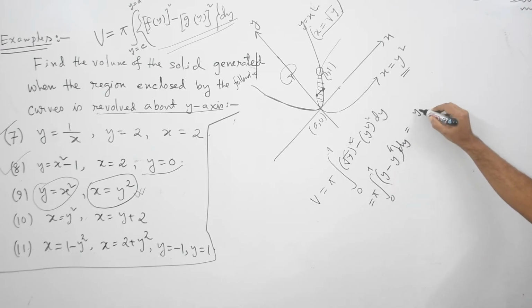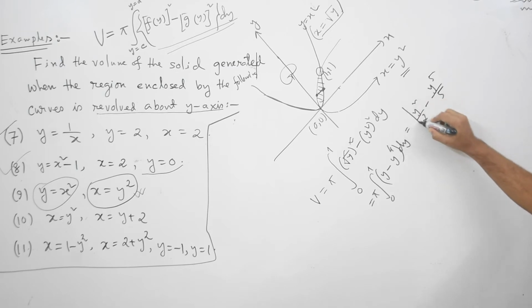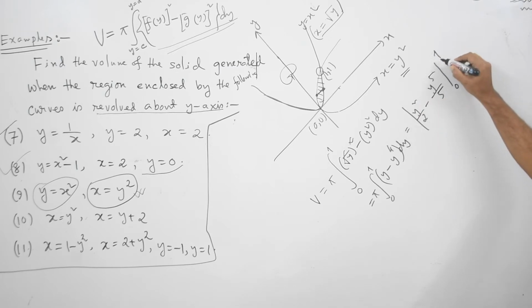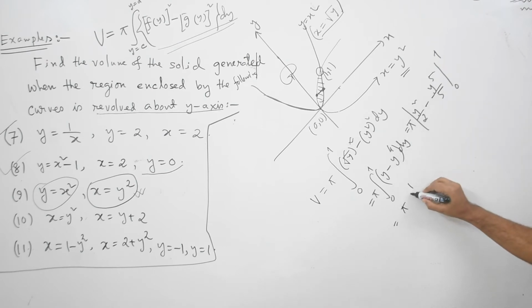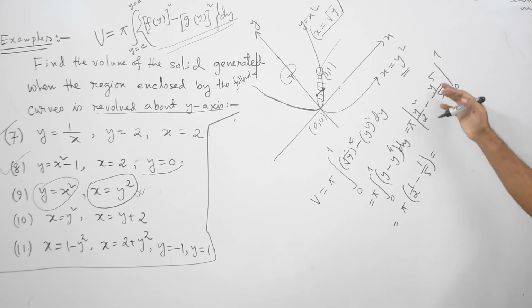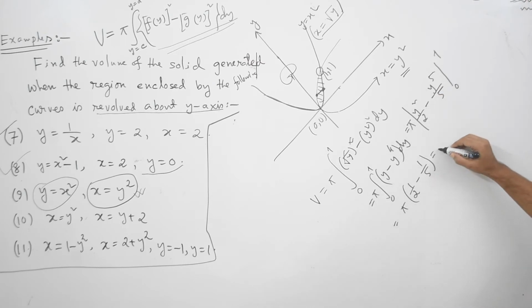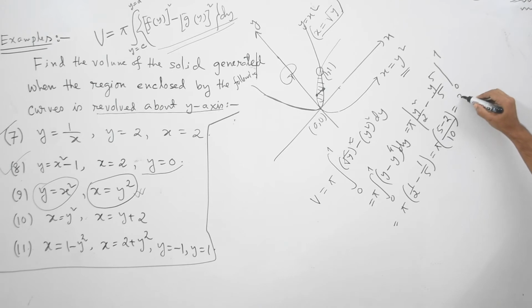The integral of y is y squared by 2, and the integral of y to the power 4 is y to the power 5 by 5, from 0 to 1, times pi. If you put in the upper limit, you will get 1/2 minus 1/5, and the lower limit makes this 0, so forget about the lower limit. The LCM here is 10, so 5 minus 2, and this equals 3 pi by 10.